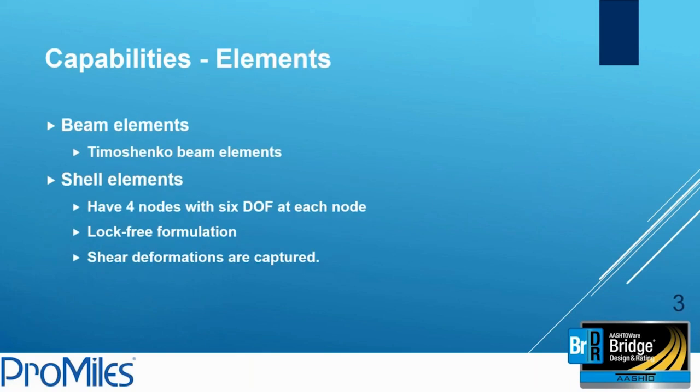When we talk about beam elements, it's a Timoshenko beam element, which considers shear deformation, or rather shear effect, and rotational bending effects. When we talk about shell elements, it's a 4-node shell element with 6 degrees of freedom at each node. It has a lock-free formulation for thick and thin shells, so the shells would not lock when they are thin, and the shear deformations are also captured for the shell elements used.